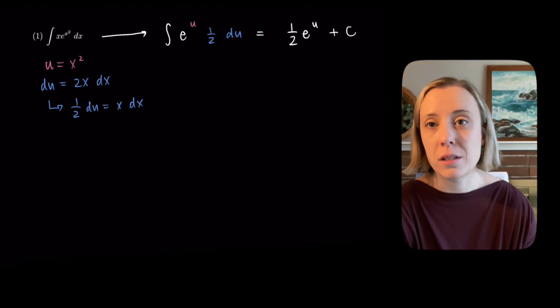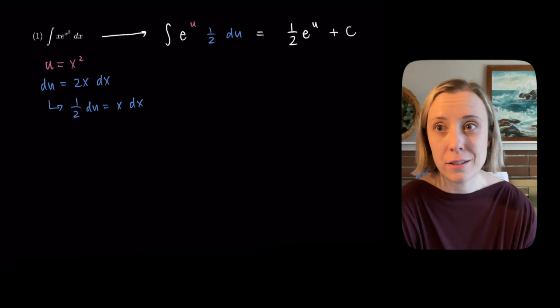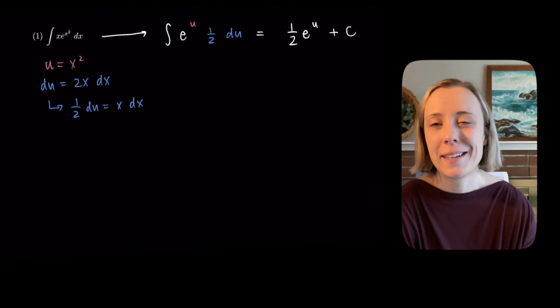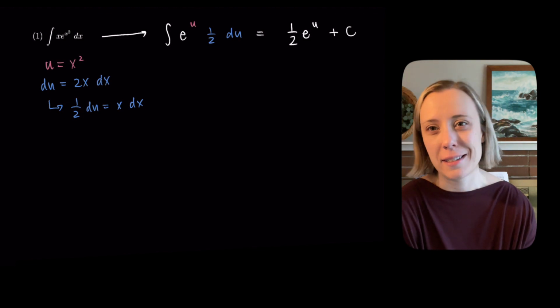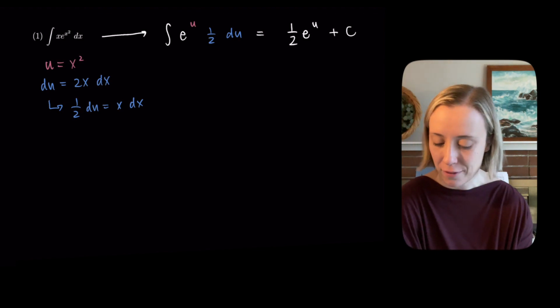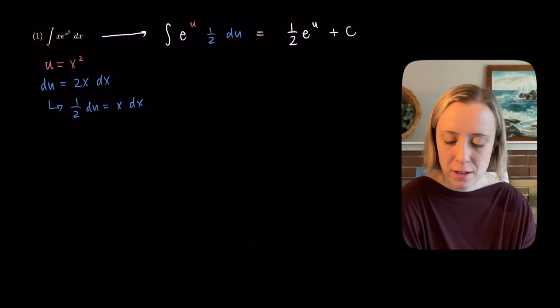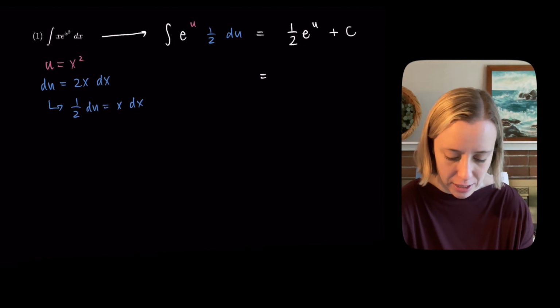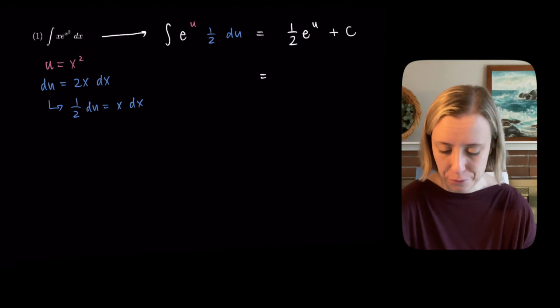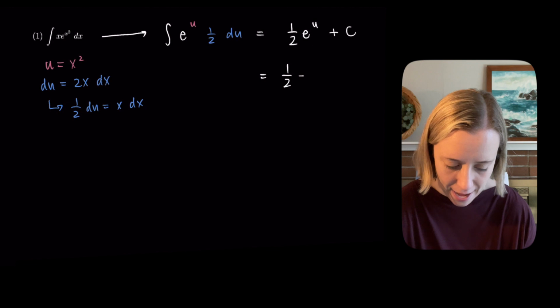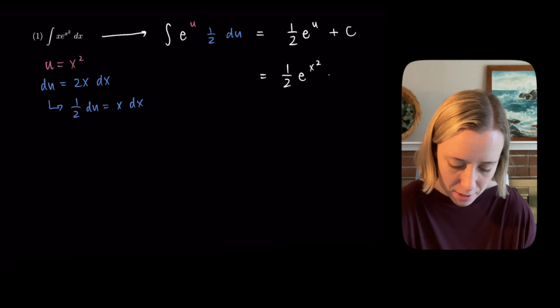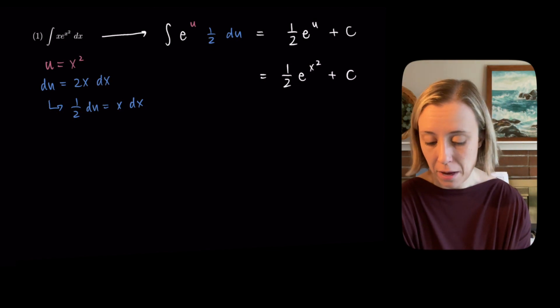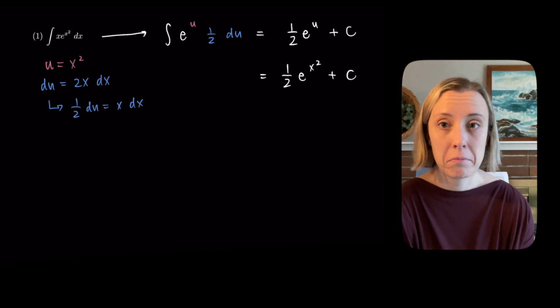So e to the u is its own antiderivative. The antiderivative of e to the x is e to the x, and that's because the derivative of e to the x is e to the x. So those two kind of just bounce back and forth. And we have that 1/2 that it is being multiplied by. And so we've done our antiderivative, and now I just need to plug in x squared for u. So I have 1/2 e to the x squared plus c. And there we go. Cool.